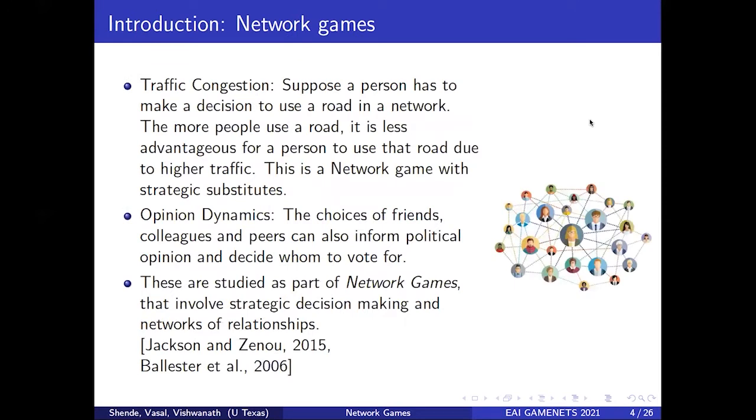In the traffic congestion example, we see something opposite. Suppose a person has to make a decision whether to use a road on a network. The fewer people there are on a road, the more advantageous it is for that person. This is an example of a network game with strategic substitutes. We also see this in opinion dynamics, where the choices of your friends, colleagues, or peers within your network can inform political opinion or swing who you would decide to vote for.